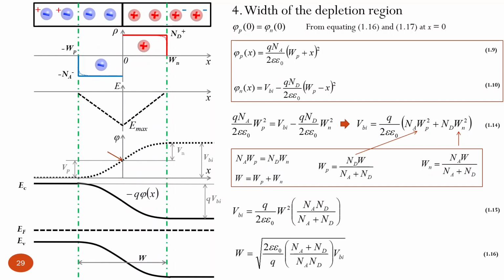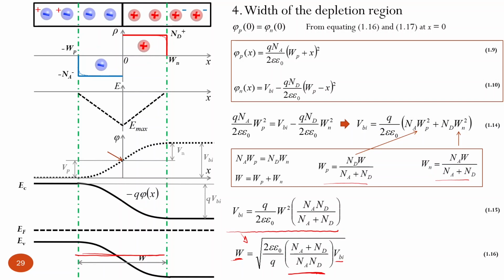So that's what we get here after substituting these two equations in the previous one. And now we can express W, the thickness of the depletion region, in terms of the concentration of donors and acceptors, so there is some ratio between them, and VBI. All the others are just constants and the electric constant of the material, epsilon.